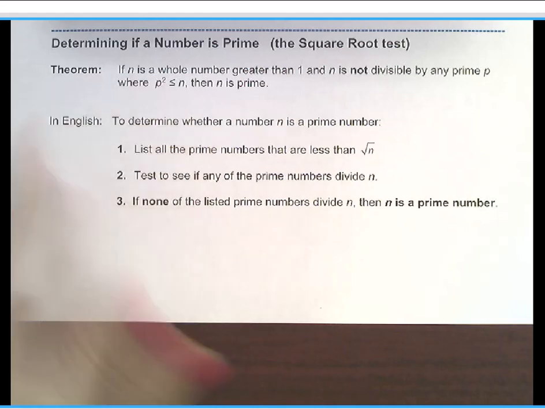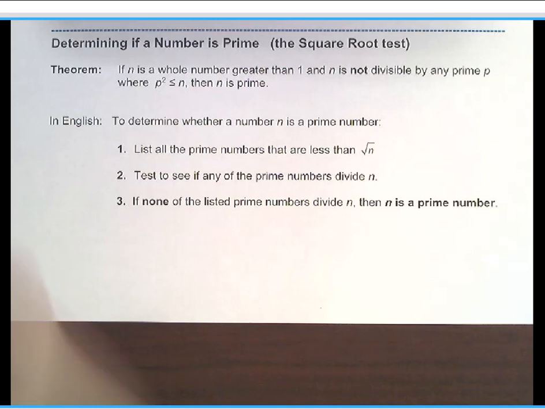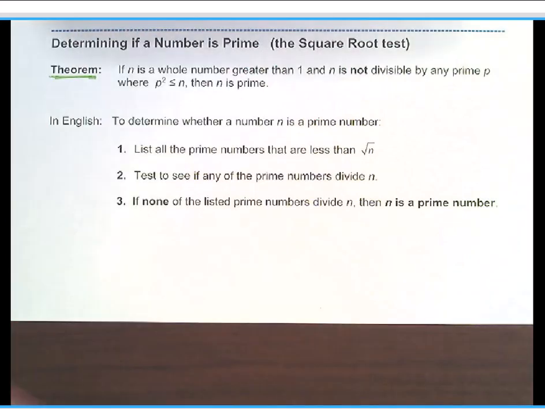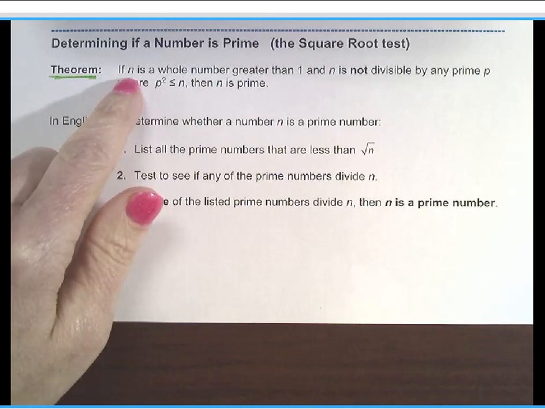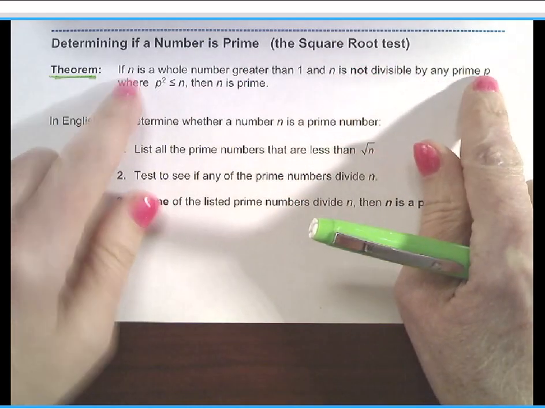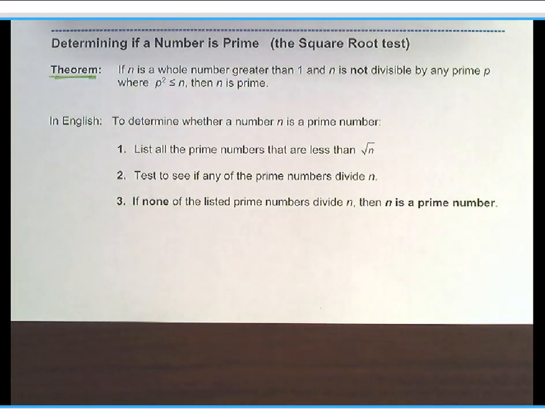And that's an idea we can use to help us figure out if a big number, maybe not in the list from your sieve, is prime or not. Like 1,117. If we wanted to know if that was prime, we can use this little test. So the theorem says this, and remember, theorems in math are things that are already proven to be true. If n is a whole number greater than 1, where n is the number we're trying to figure out is prime or composite, and if it's not divisible by any prime p, where p squared is less than or equal to your number n, then n will be a prime number.